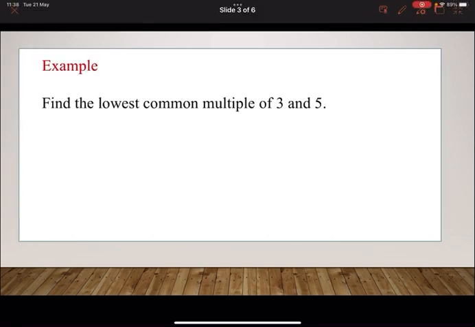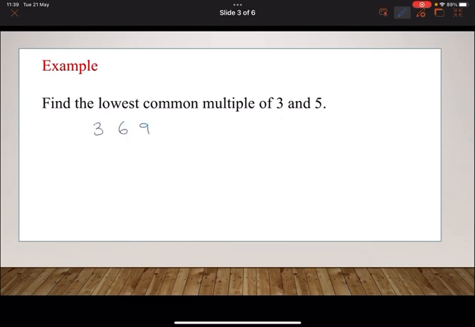So let's have a look at an example together. We are going to find the lowest common multiple of 3 and 5. Now, there are different methods for doing this, but we're going to do the method of writing out the multiples of each. So we are looking at the multiples of 3 to begin with. Now remember, multiples are just numbers in the times table. So I'm going to write out some multiples of 3.